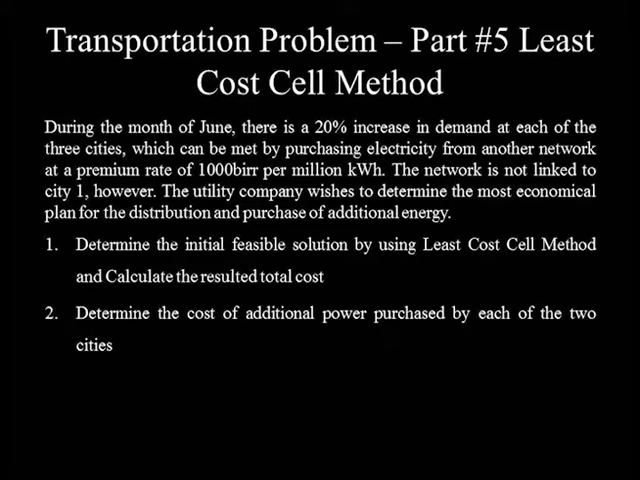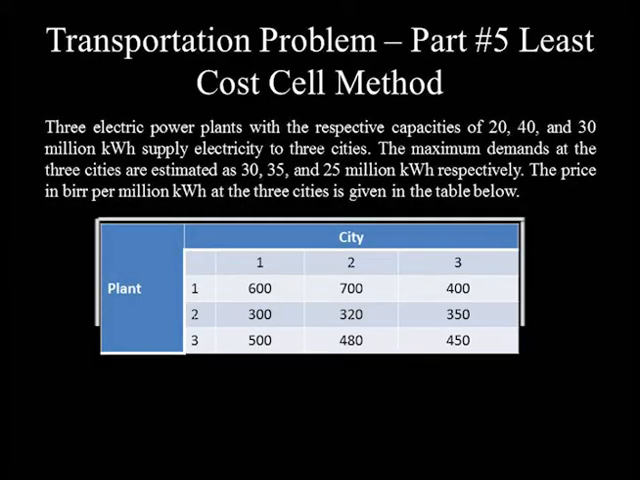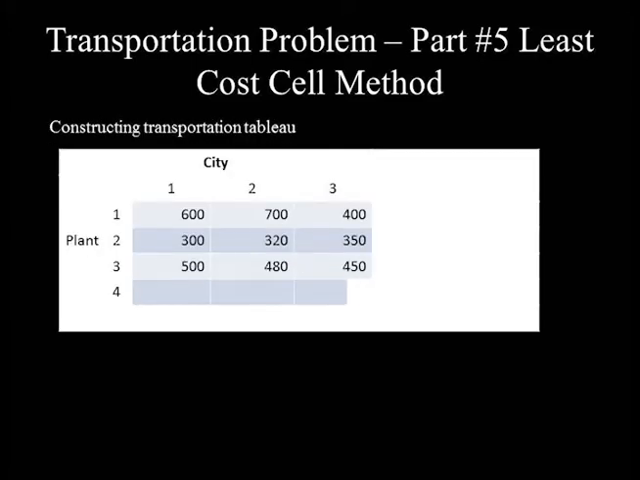The first step for solving problems of this type is constructing the transportation tableau. So let's start to construct the tableau by using the given cost matrix. The given cost matrix doesn't include power purchase from the external network. Rather, it includes only the three power plants. Hence, we have to add a fourth row in the tableau because sources are designated by rows.